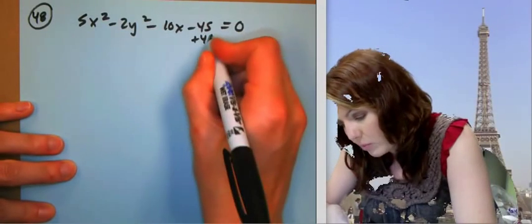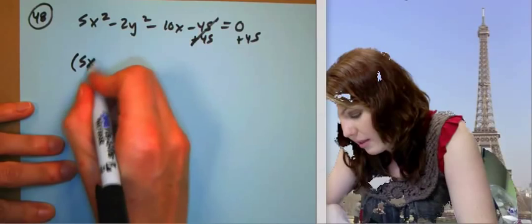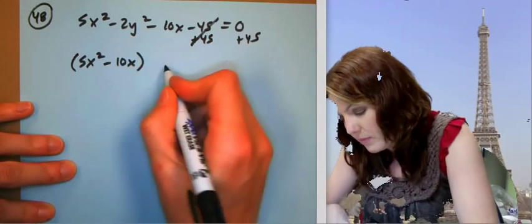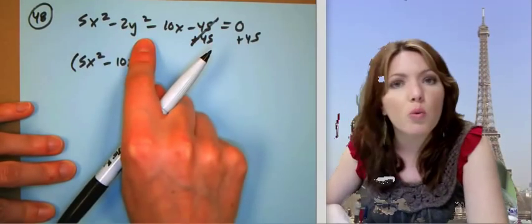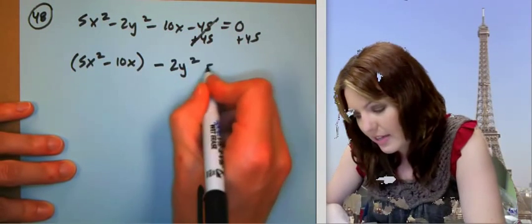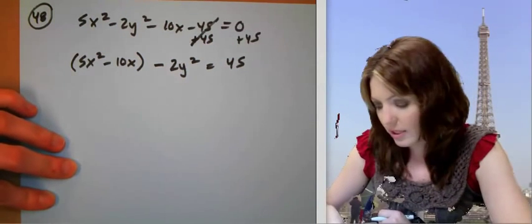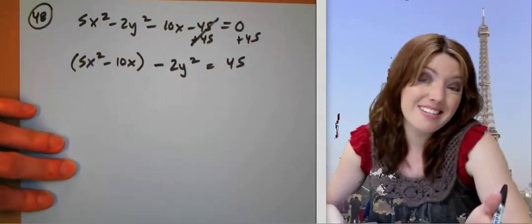So we're going to group together. Let's get this 45 over to the right first, and then we'll group together 5x squared and 10x. There's no other y to group with this negative 2y squared, so we're just going to leave that alone, and it's okay that we don't have anything to complete the square. It actually makes our jobs a little easier.